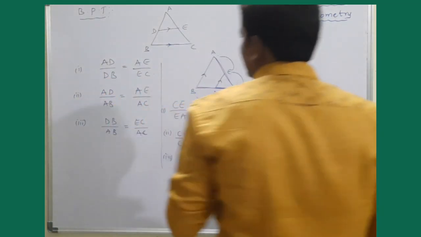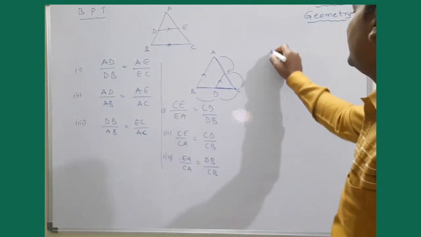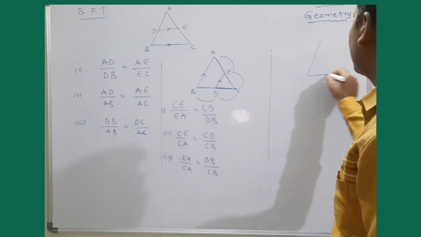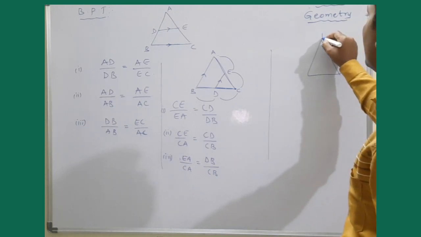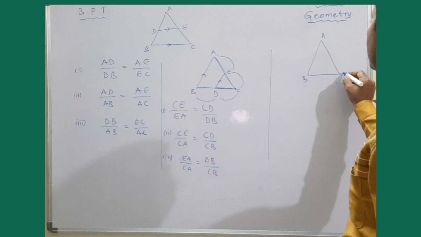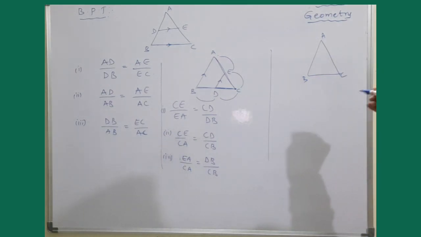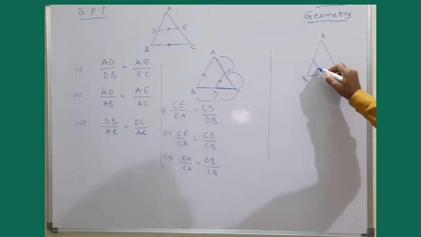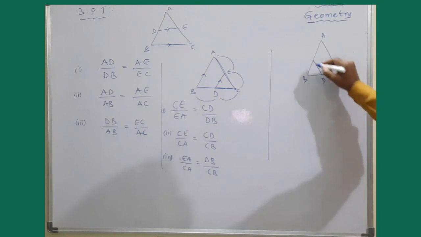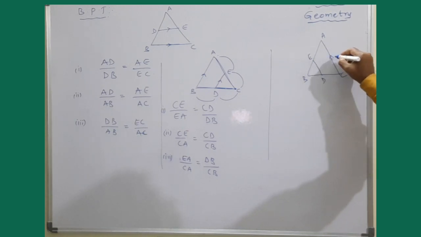So not only like this, no. Situation number 3 can be in this way. I mean, ABC is a triangle. Now assume that this is the line, say suppose DE, which is parallel to AC.